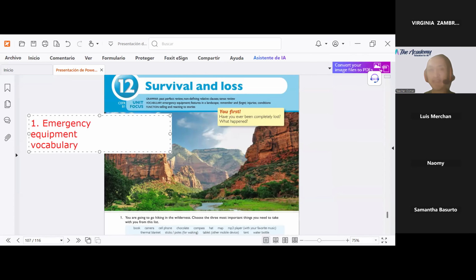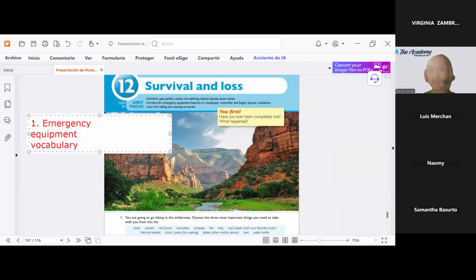Okay, so this is what we are going to learn: emergency equipment. Afterwards, we're gonna do this listening activity about emergency. Then we're gonna talk about emergency situations. Then we're gonna read a story about a miracle rescue. And finally, we are going to see the way that we can tell a story.